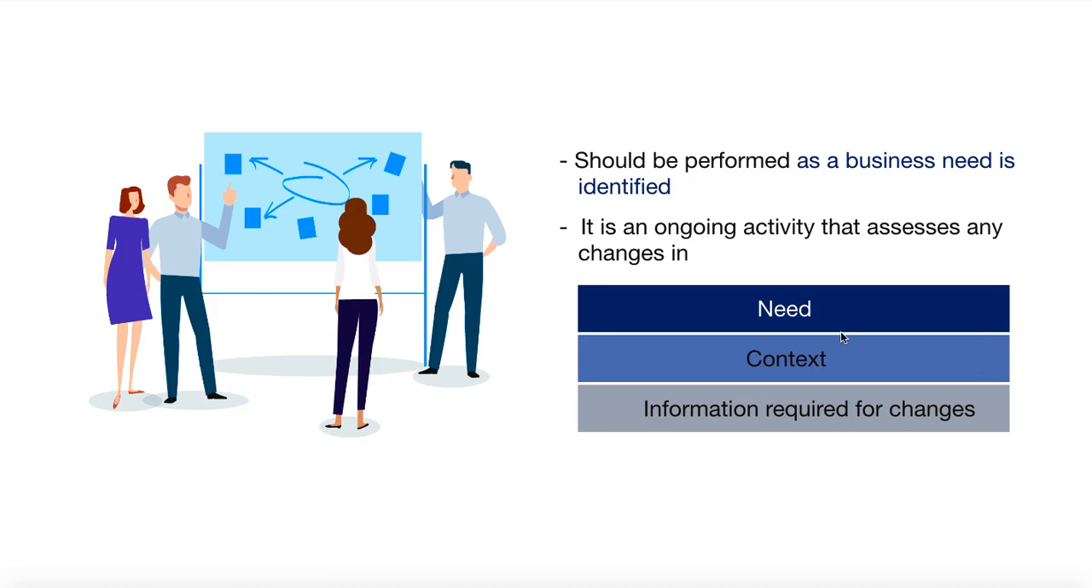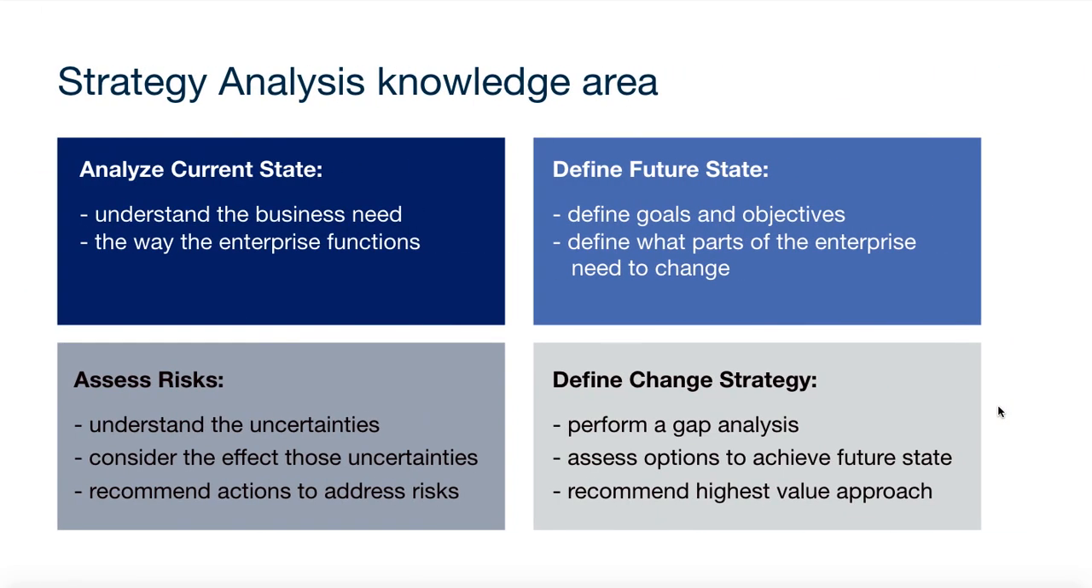At that time you would have to even change your strategy as well. So in this context, it should always be a continuous and ongoing assessment to understand the need, context, and the information needed to perform that particular change. And the last one is strategy analysis knowledge area. So, what are the knowledge areas associated to this particular strategy analysis?